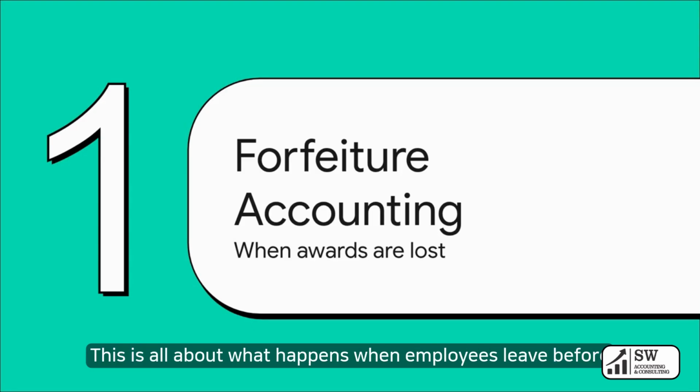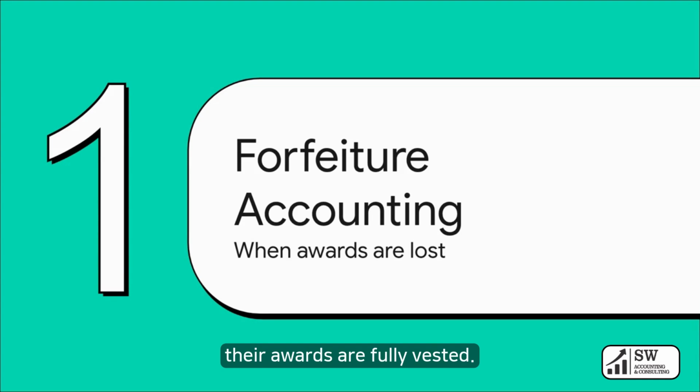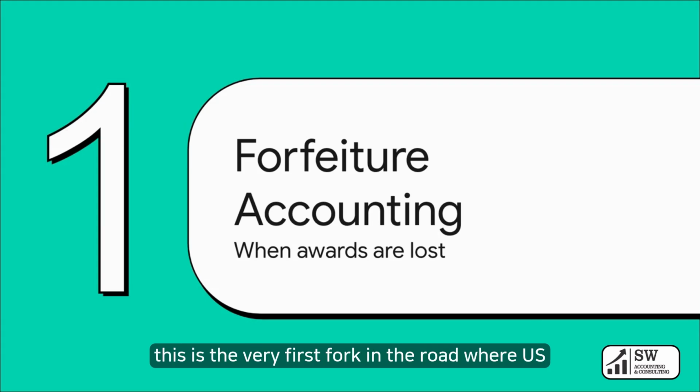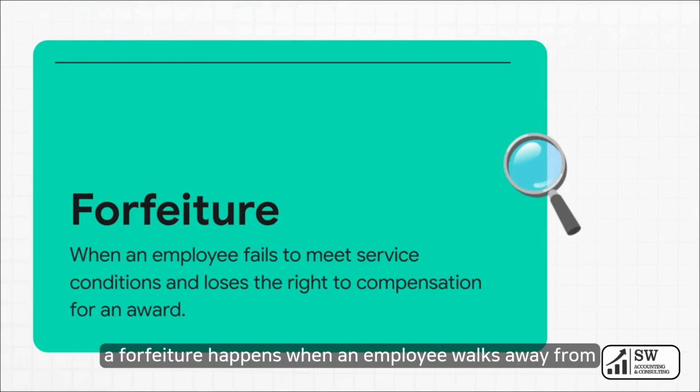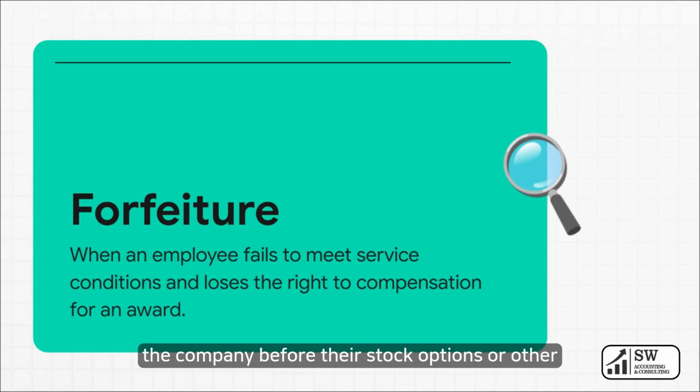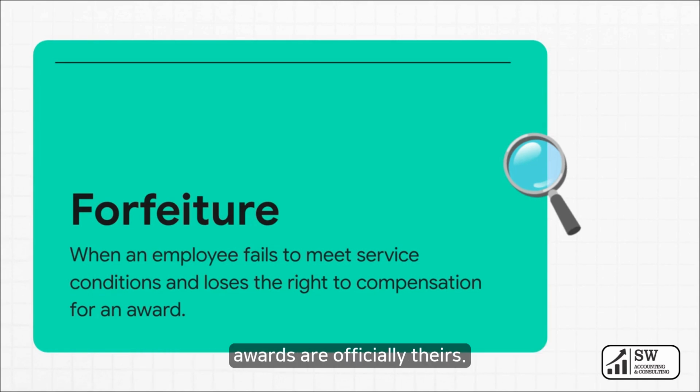All right, first up, accounting for forfeitures. This is all about what happens when employees leave before their awards are fully vested. It sounds simple, right? But believe me, this is the very first fork in the road where US GAAP and IFRS go in separate directions. So, just to be crystal clear, a forfeiture happens when an employee walks away from the company before their stock options or other awards are officially theirs.